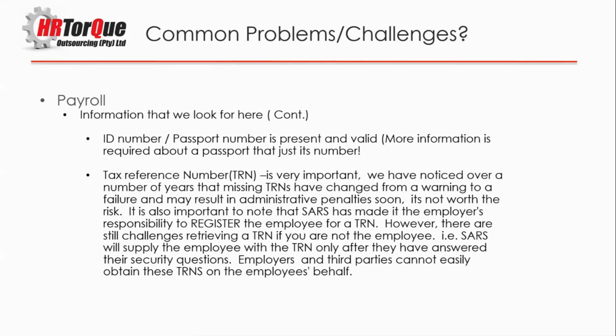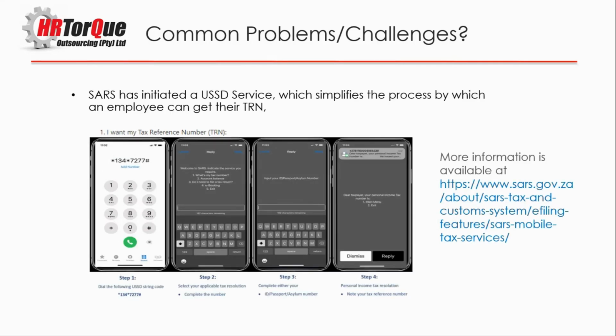Employers and third parties can't always easily get these TRNs on the employee's behalf. So it's not always easy for you to pick up the phone and phone SARS and say, I'd like Joe Soap's tax reference number to put onto payroll. Okay, so it's always a lot easier if the employee can contact SARS. SARS have initiated a USSD service, which simplifies this process. And most people can use the USSD service.